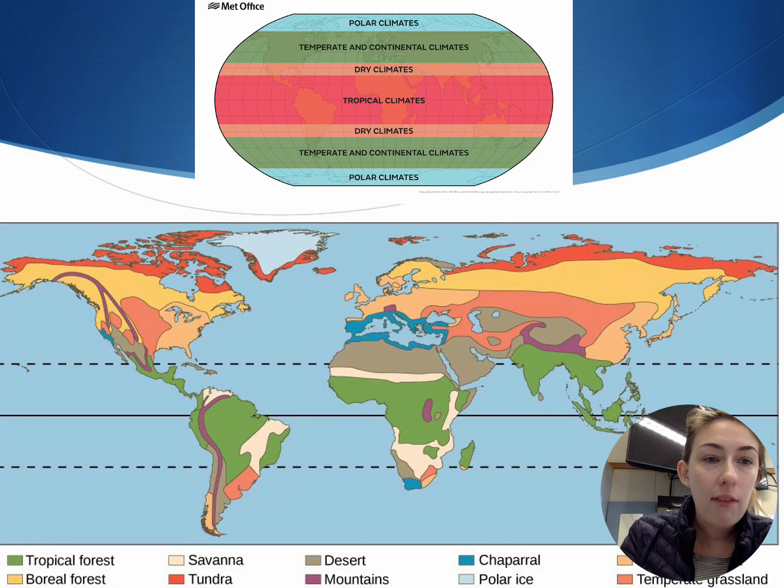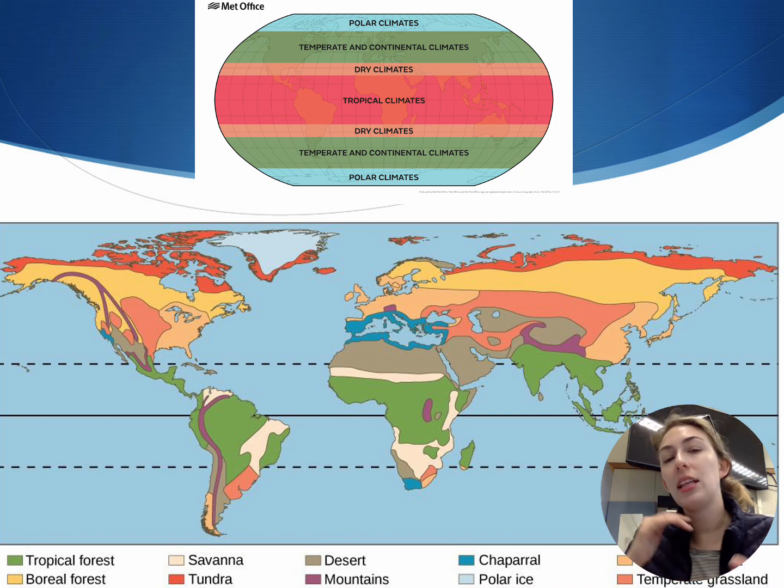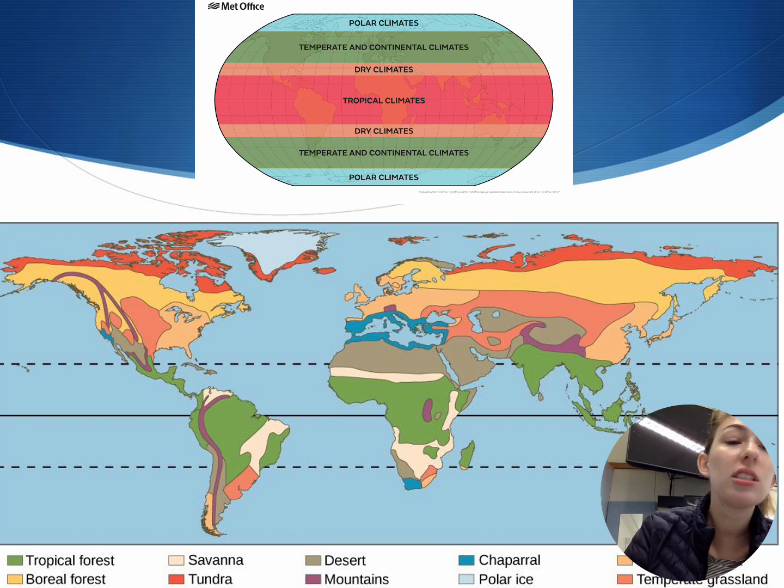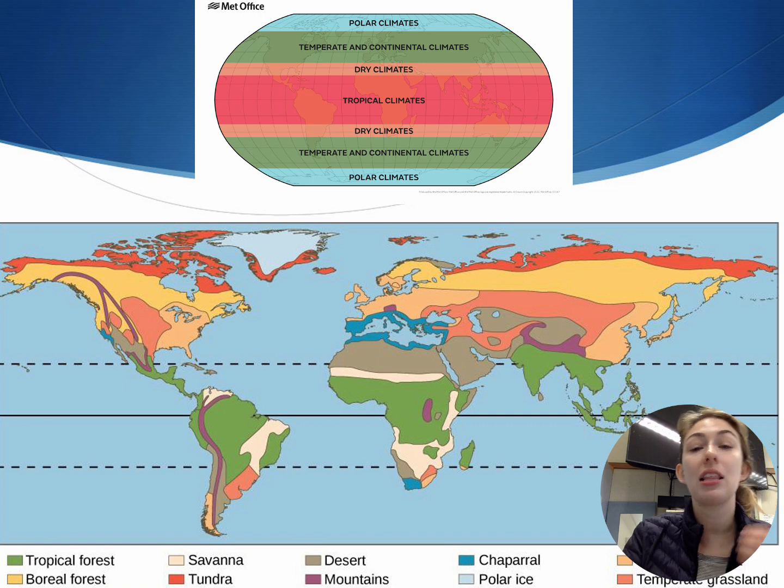So we have our polar climates. Our polar climates are going to have more of that tundra, then into our taiga. From there, we go into our coniferous and then our deciduous forests. We'll work our way down to our grasslands, then our deserts, and then our tropical rainforests.